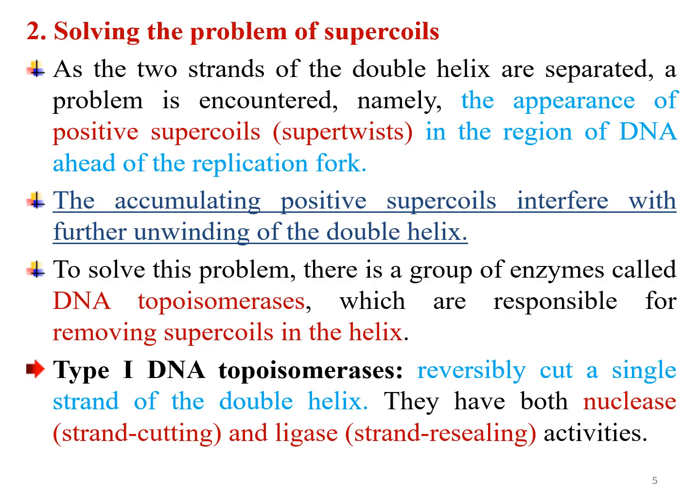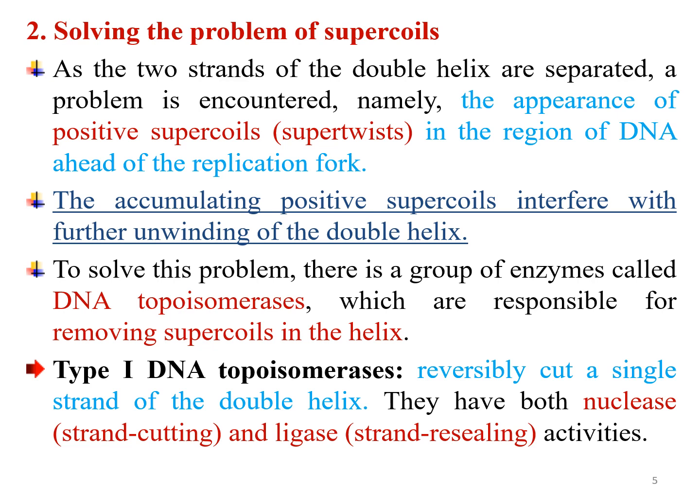The second step is solving the problem of supercoiling. This is another problem of DNA replication. As the two strands of the double helix are separated, a problem is encountered, namely the appearance of positive supercoils or supertwists in the region of DNA ahead of the replication fork. The accumulating positive supercoils interfere with the further unwinding of the double helix.